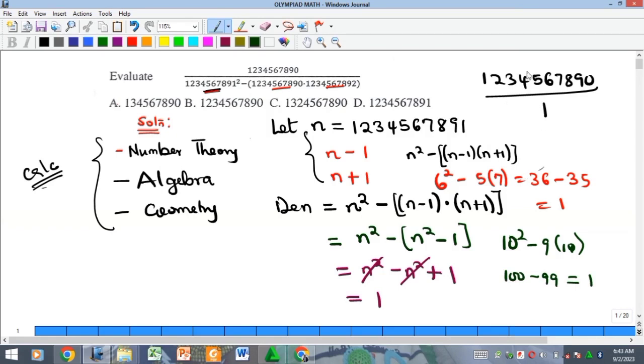Finally, by the time this is divided by 1, you will simply get your numerator, which is equal to option B. That is the solution to this problem. You can check all other options, and you will see that B is actually the answer. So this is the beginning of this series.